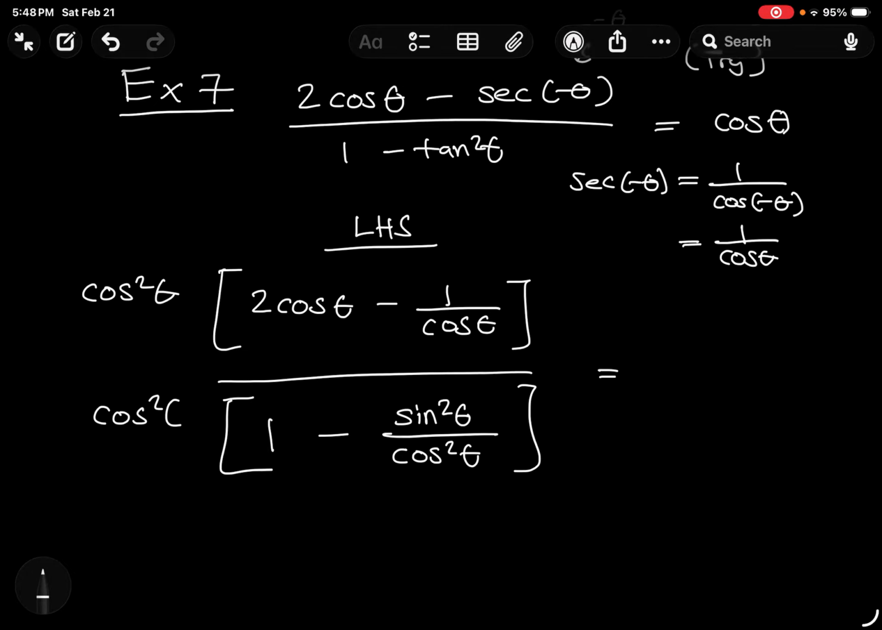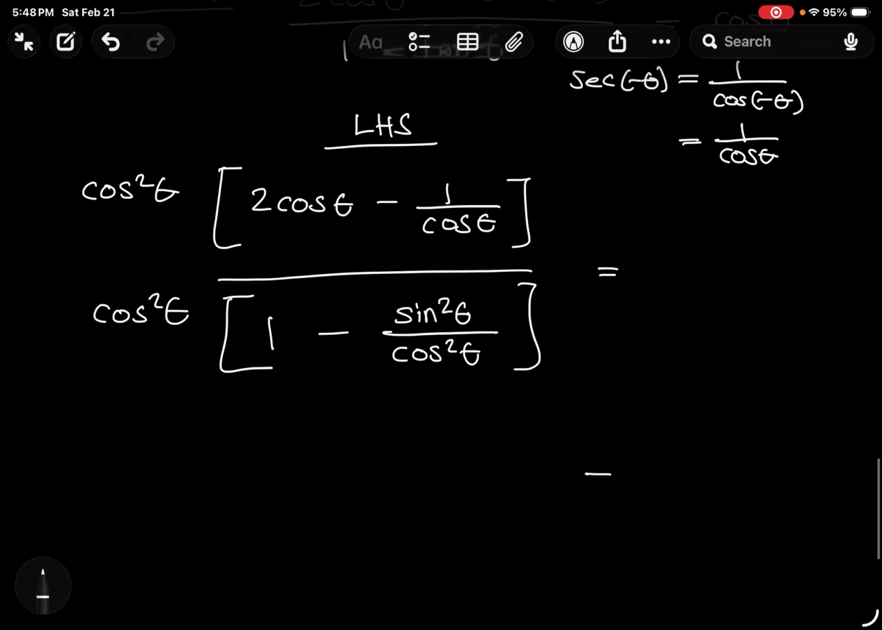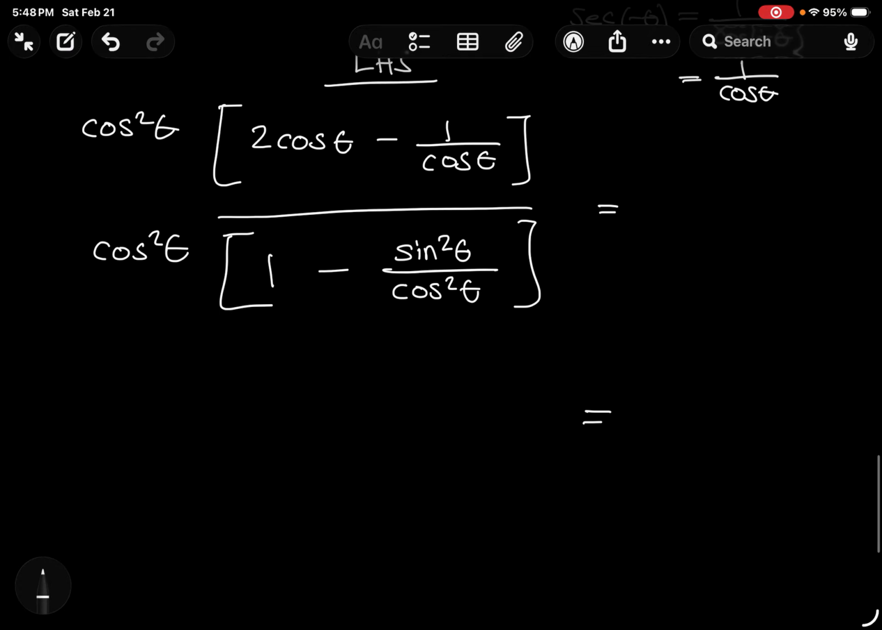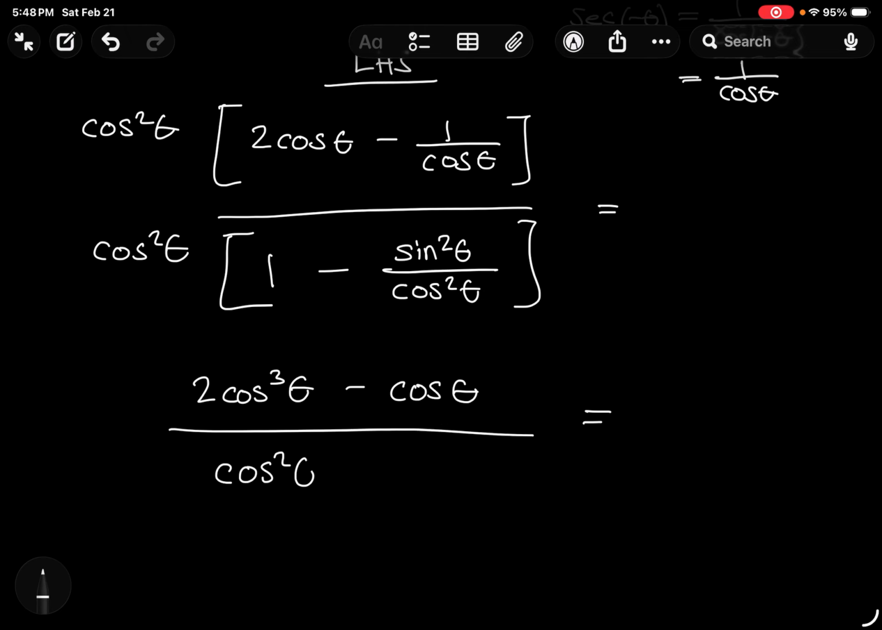Okay, so I'm going to distribute. Over here, distribute the numerator. You get 2 cosine cubed theta. Cosine squared times 1 over cosine, one of the cosines cancels out, so you have a cosine of theta. Distribute the denominator. You get cosine squared theta when you multiply by 1. And then over here, the cosine squared thetas cancel out. When you distribute to the second term, you're just left with sine squared theta.